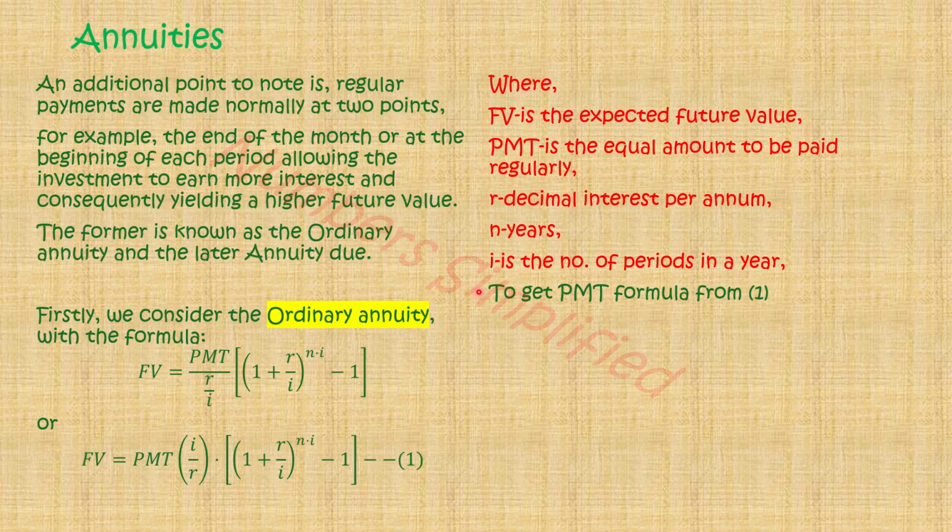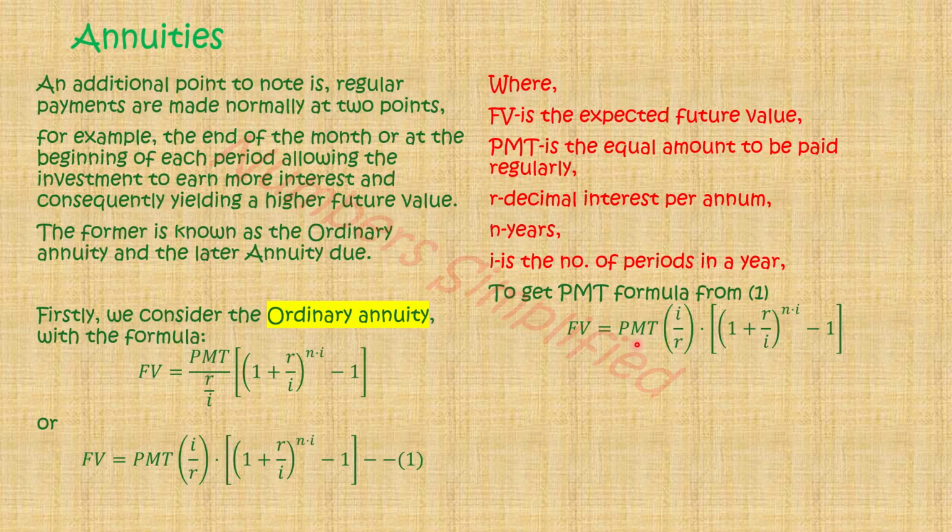So in order for us to find PMT, supposedly we're given all the other values except the PMT, and we want to find out what the PMT would be. That is given the future value. We are going to rearrange the formula. So we instead make the PMT be the subject of the formula.